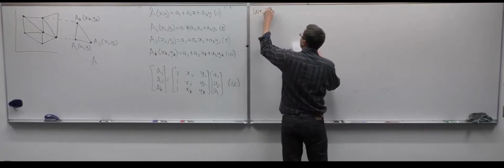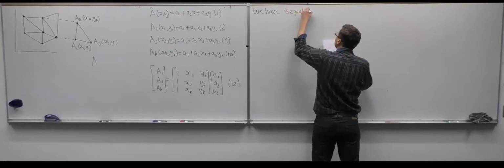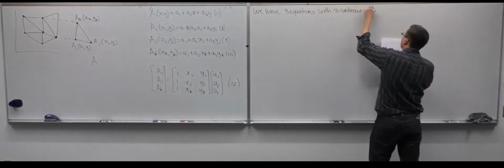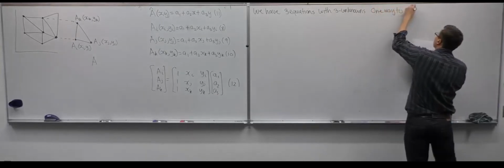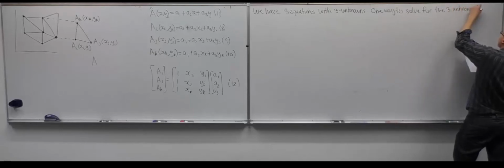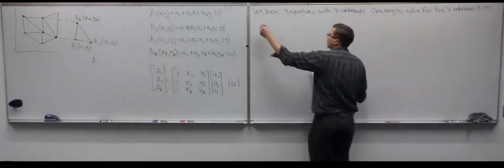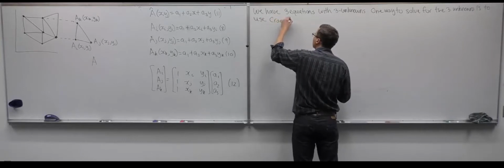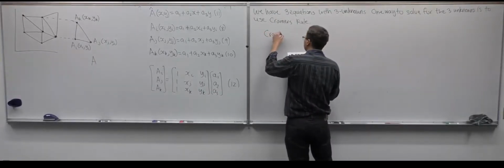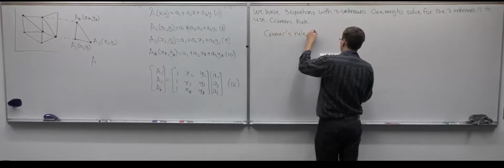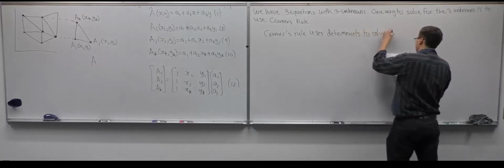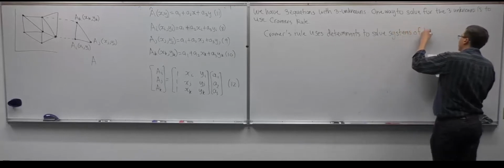So we have 3 equations with 3 unknowns. One way to solve for the 3 unknowns is to use Cramer's rule. Cramer's rule uses determinants to solve systems of linear equations.